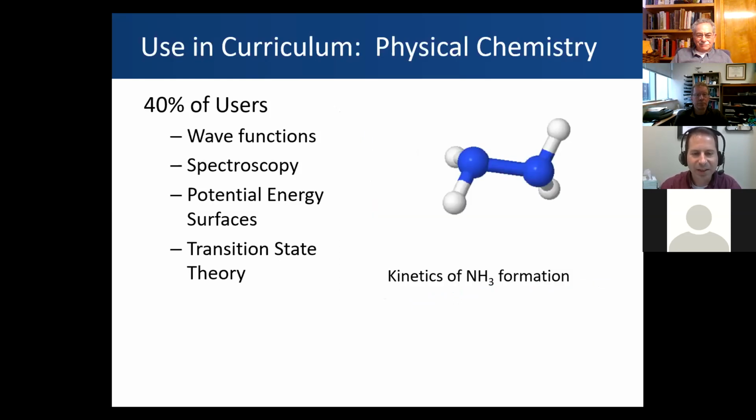You can also do transition state theory. We have a lab that we got from JChemEd on the kinetics of ammonia formation. So the Haber process, which produces ammonia from nitrogen and hydrogen, is super important historically for a couple of reasons. But the reaction itself has interesting kinetics. So we look at the transition state and apply transition state theory to calculate rate constants for the uncatalyzed reaction, which is obviously a lot slower than the catalyzed reaction. But they get the idea of how transition state theory works and how you can find transition states computationally.